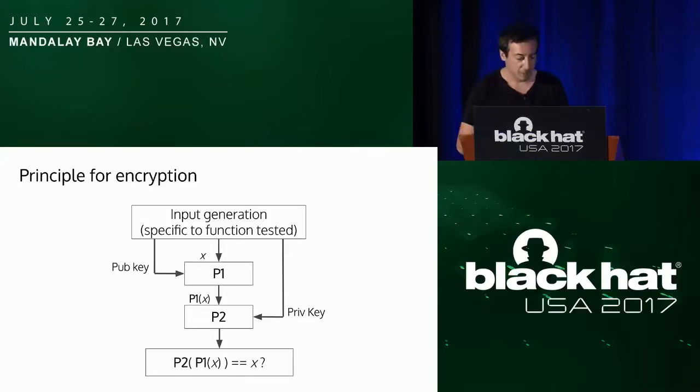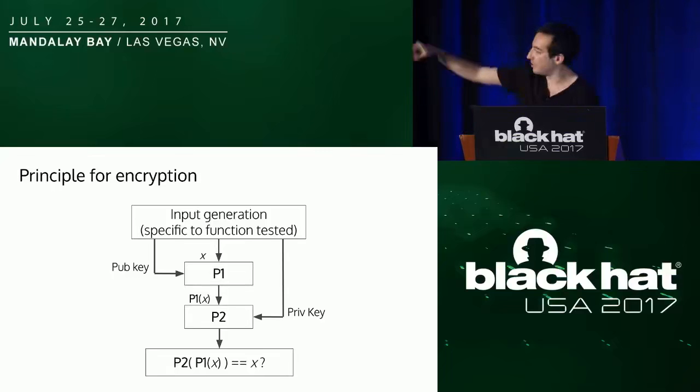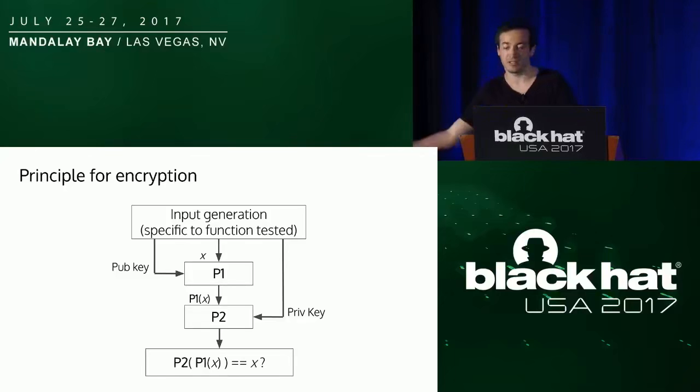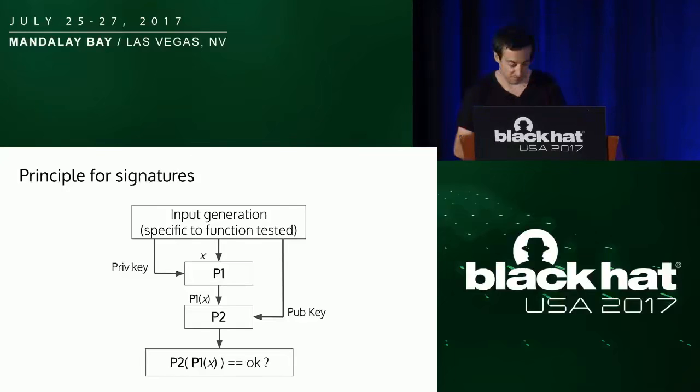That's pretty simple. It's a bit less simple for encryption. Here the input generation is not just a message, it's a message plus a public key plus a private key that matches the public key. So P1 and P2 in this case are not doing the same thing. P1 is encrypting the input X, and P2 will decrypt. You encrypt using the public key and you decrypt using the private key. And at the end, you want to check that after decrypting the ciphertext, you get the same input that you started with. For signatures, it's pretty much similar. You get a message, and at the end, you want to check that your signature on this message is valid.